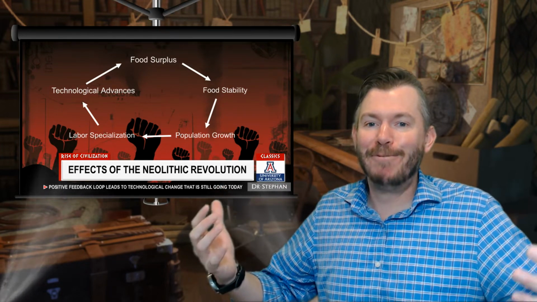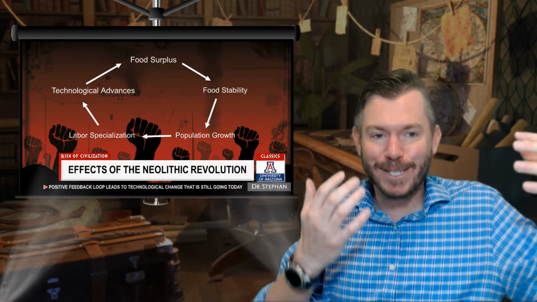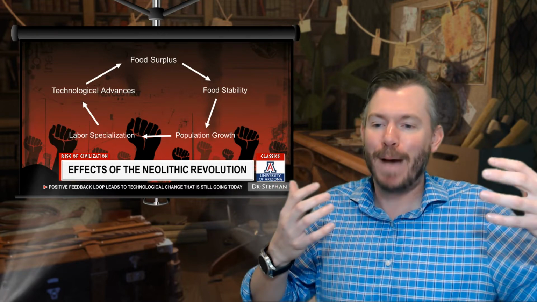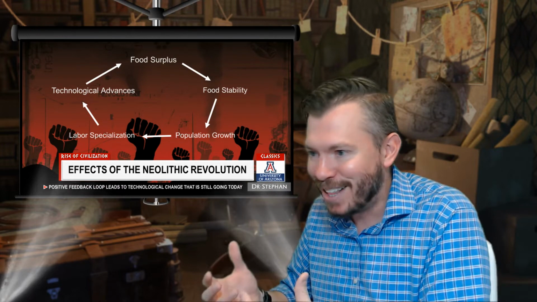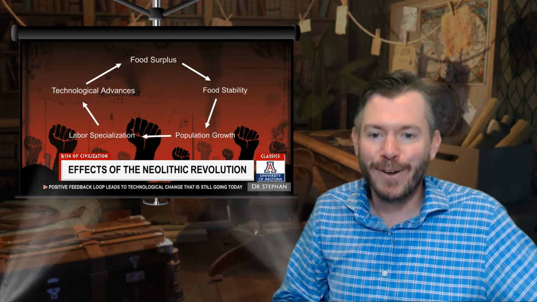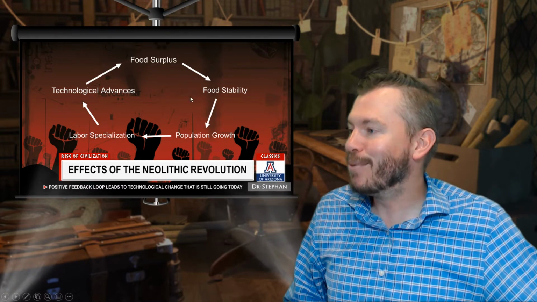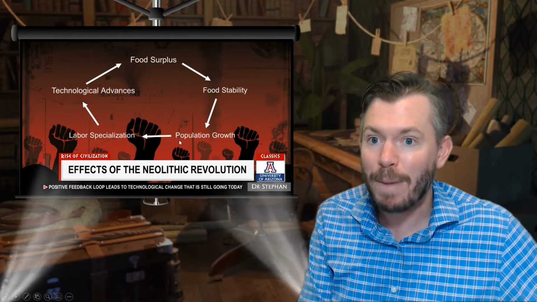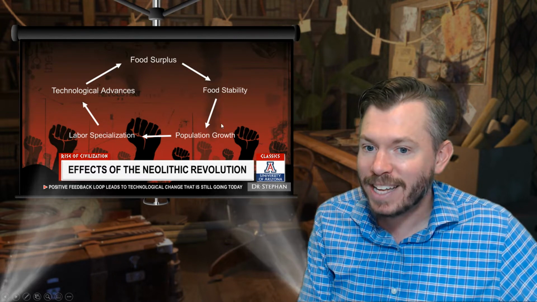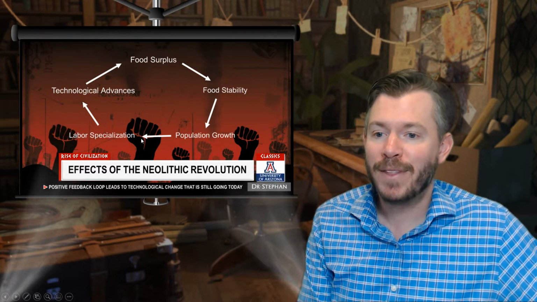And then when you have more food, you can have more stability. And when you have more stability, you can have more population. And more population leads to greater specialization. That leads to even more technological advances, which leads to more food, which leads to more stability. And around and around and around we go, right? And this is why we call it a positive feedback loop, because it doesn't stop, all right?